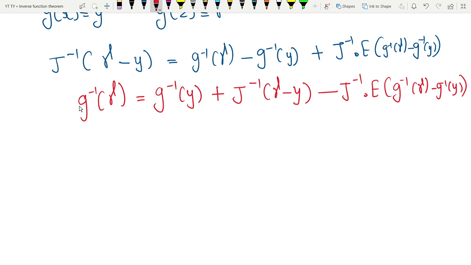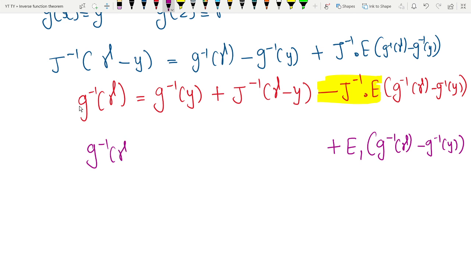Okay, can you see something like a definition again? Can you observe that definition occurring again? If I write this, it is nothing but my new error function. I call this E1, a new error function at g inverse of gamma minus g inverse of y. Right? So this is something like the definition of derivative.